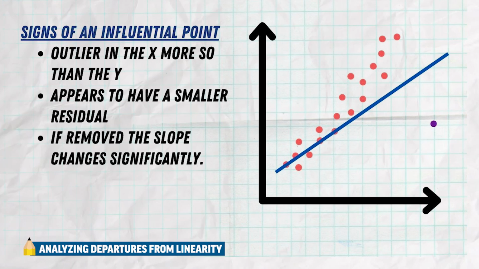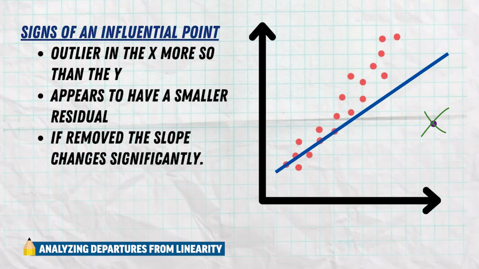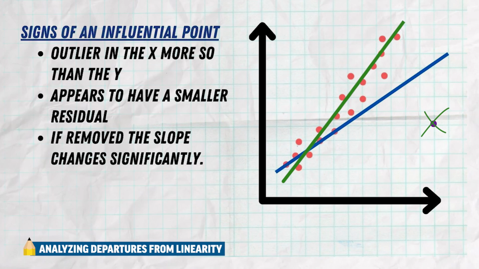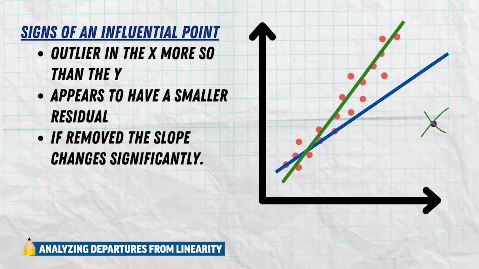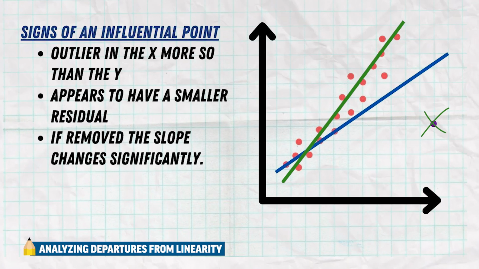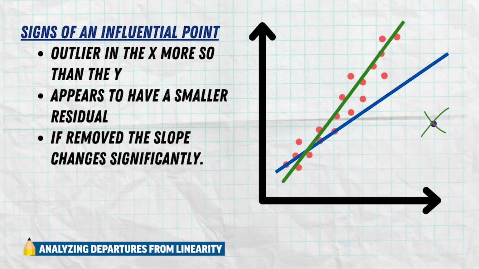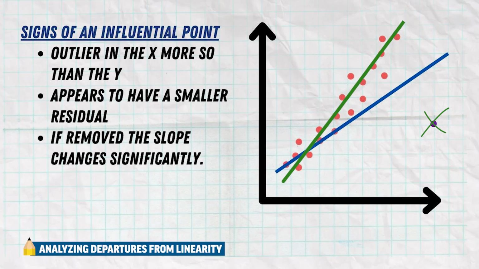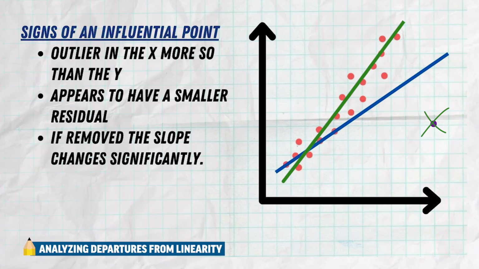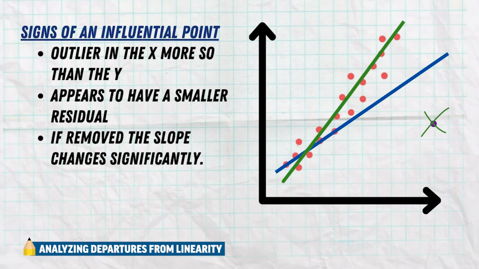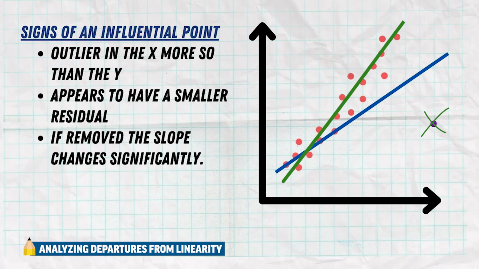If I were to take away that point, if I were to get rid of this point, we would actually see that the best line would be a line maybe going through the data like this. So again, adding that point changes the slope, which also simultaneously means if I remove that point, it's going to change the slope. So again, these are all signs of influential points. They're outliers in the x direction more so than the y. They actually appear to have a smaller residual because the line is so influenced by it, trying to give it a small residual. But if it's removed, the slope changes significantly. This is what we see as an influential point.